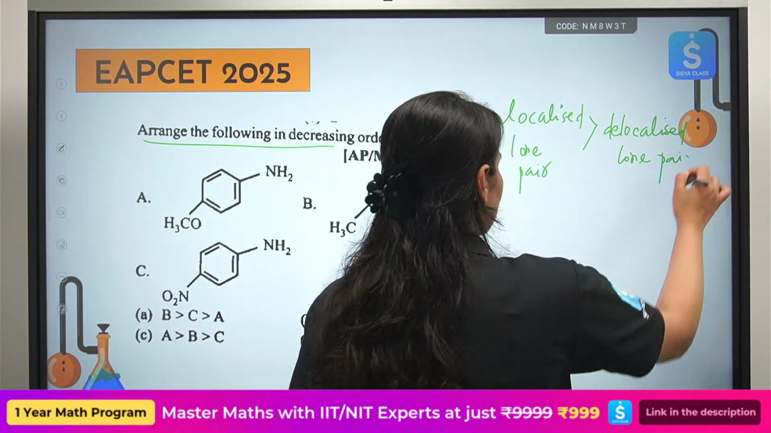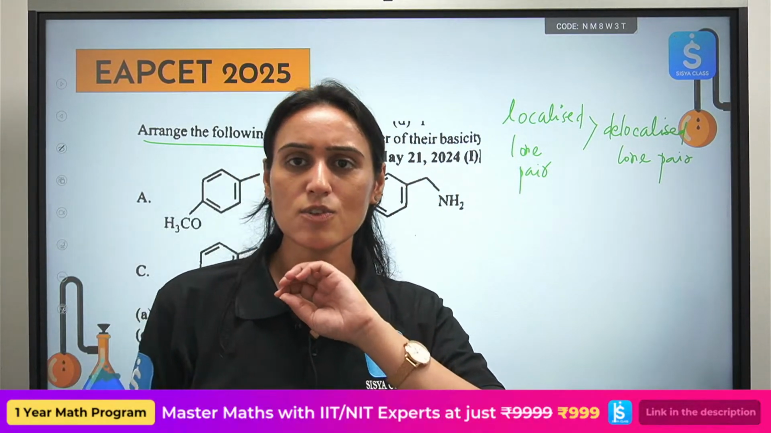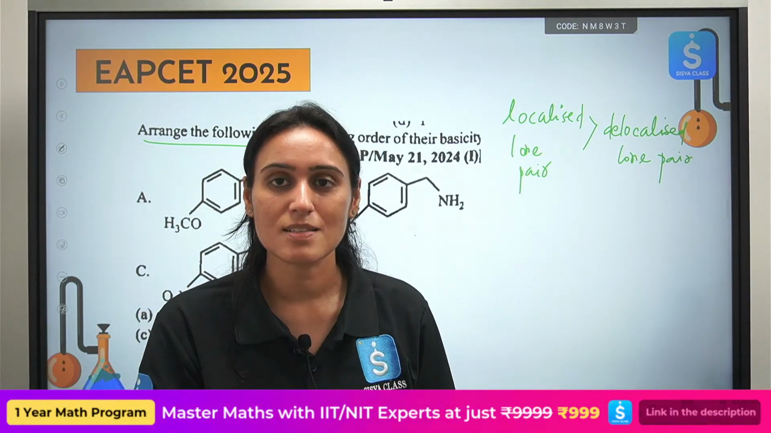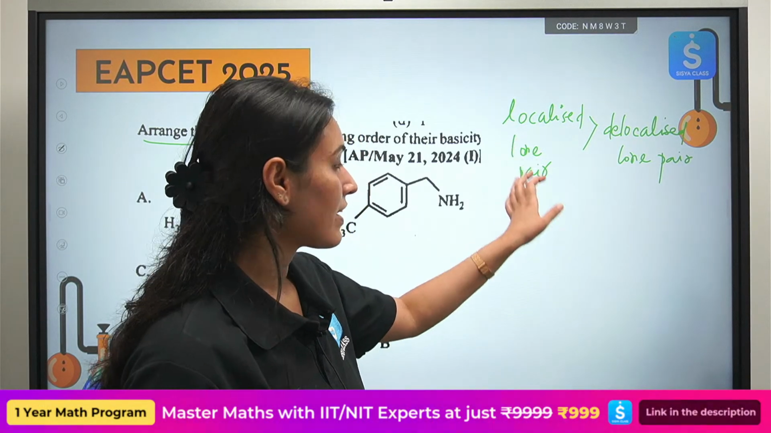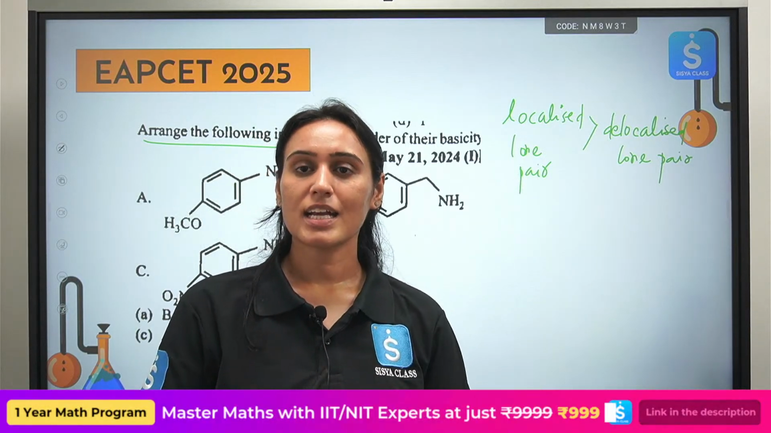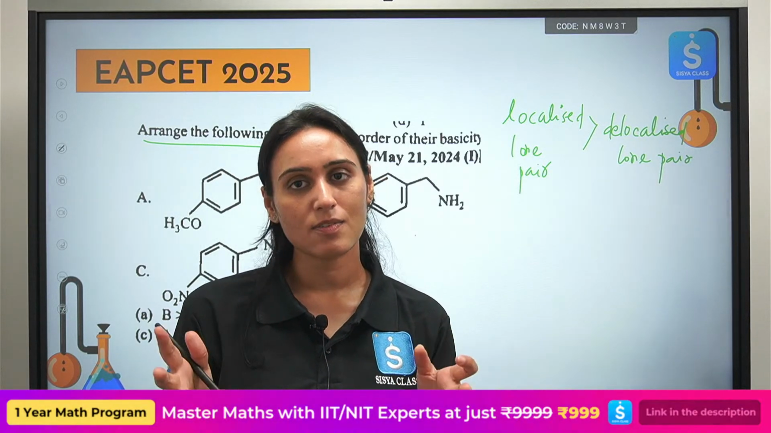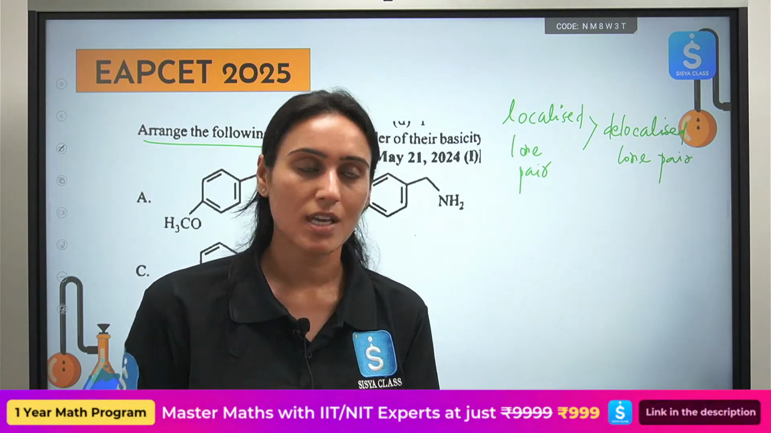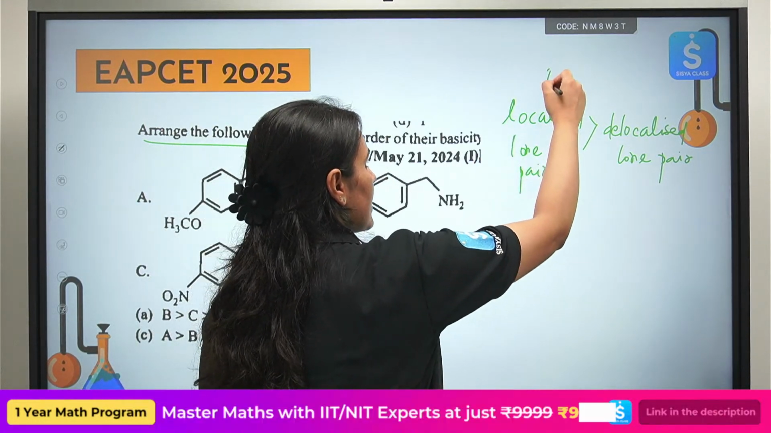What is localized? That is present on that atom only. It is not moving within the species. Delocalized, that is moving within the species. That is part of resonance. So if you have a localized lone pair, it will provide higher basic strength. Why? Because then the lone pair of electrons is available for donation. So this one will have higher basic strength.